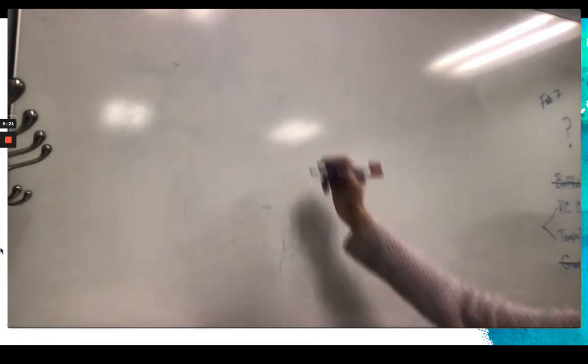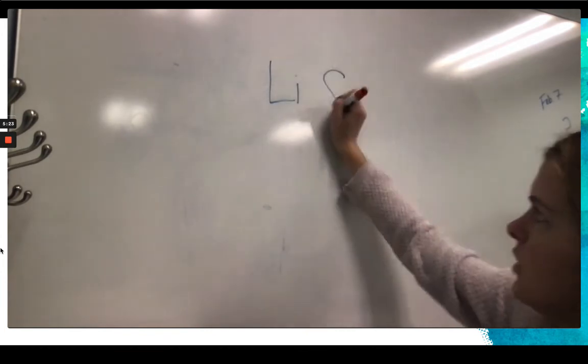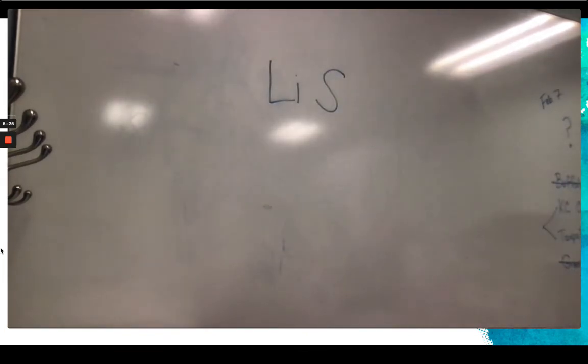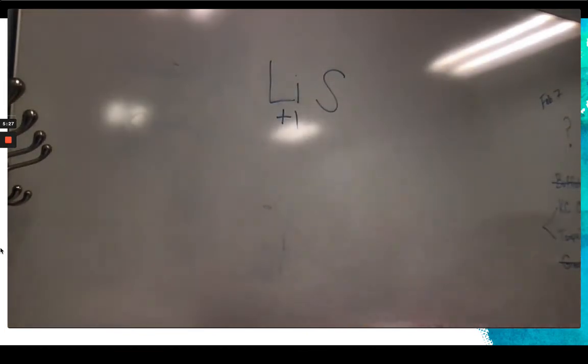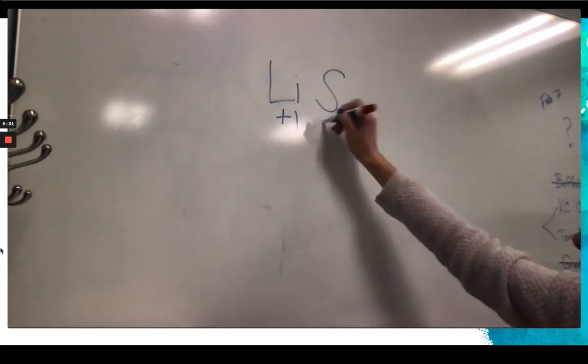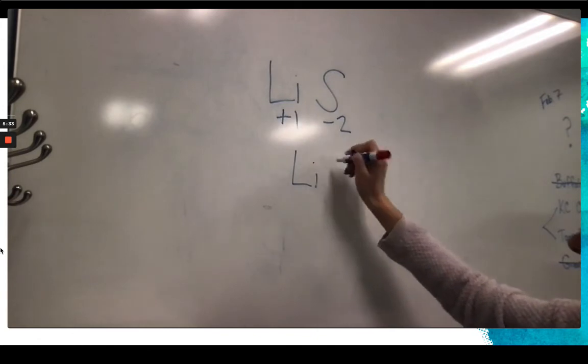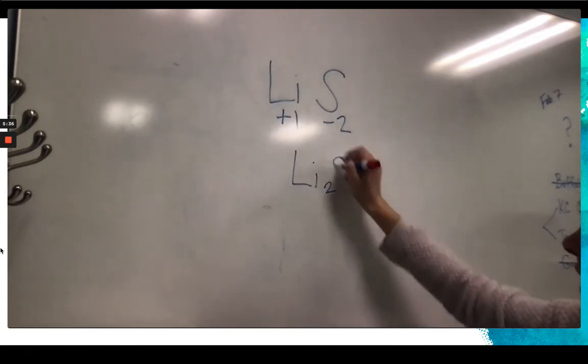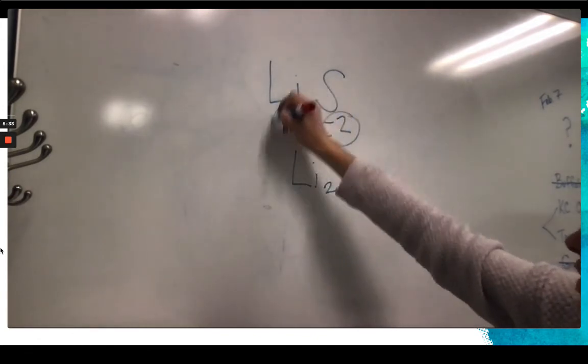Our last example for this one we're going to go over is lithium sulfide. So we have lithium and sulfur. We know that lithium has a +1 charge, whereas sulfur has what charge? Go to -2, so we're left with Li2S because we're swapping the charges.